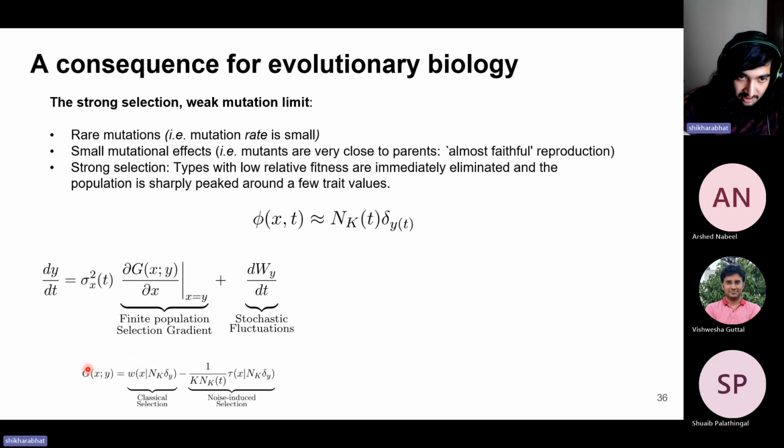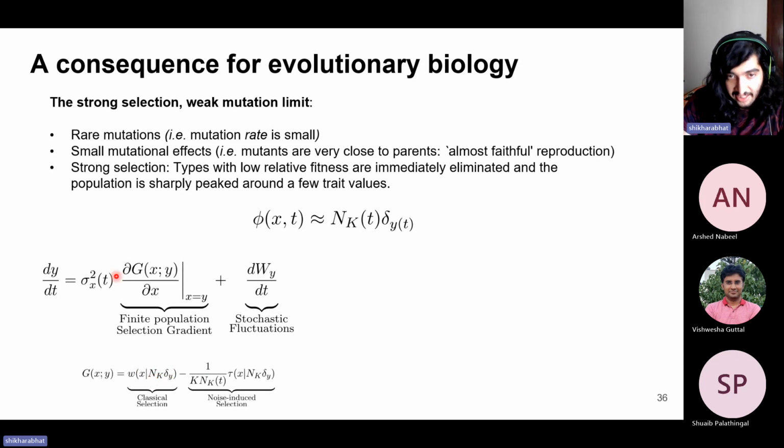For a trait x, you look at what the fitness of x would be if everybody in the population had trait y. You can ignore the scaling for these purposes. This gives you w of x. Right? This is the fitness of a mutant x in a population y. It's sometimes called an invasion fitness.